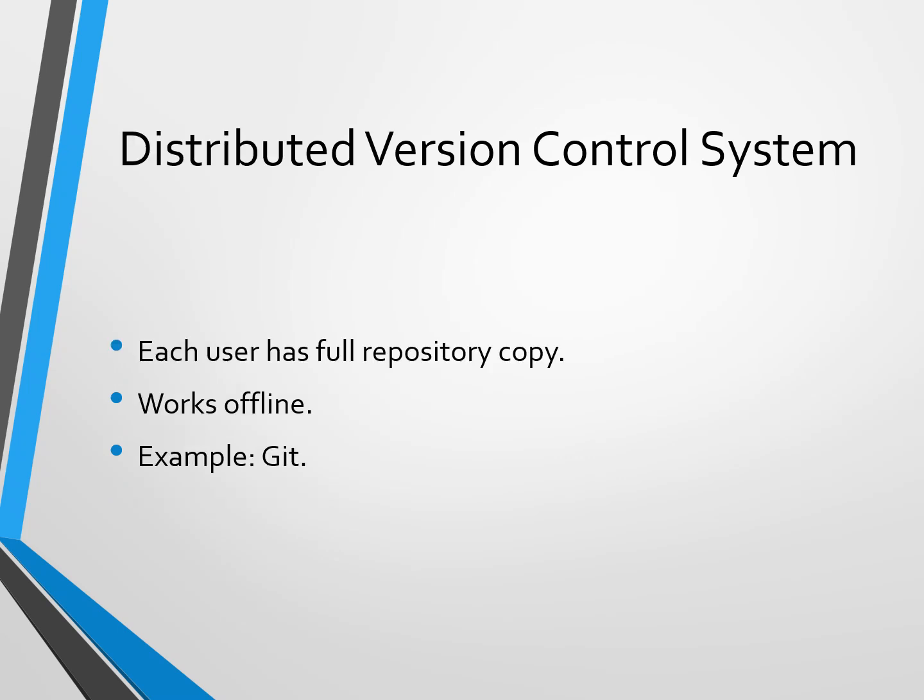Third one, distributed version control system. Each user has a full repository copy and works offline. Each developer has a full copy of the repository, so even if the server fails, work continues. Example: Git allows developers to work offline and sync later.